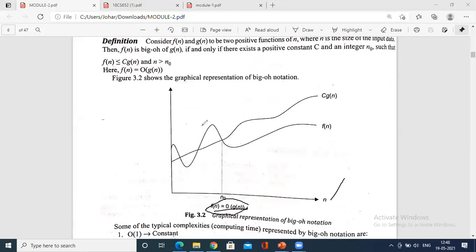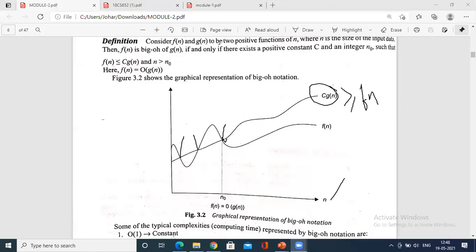As the graph crosses over, you could see that in the long run, always c of g of n is greater than or equal to f of n. So here, c of g of n is the dotted plotted line. Where it has intersected, we have f of n equals big O of g of n. This you have to remember.